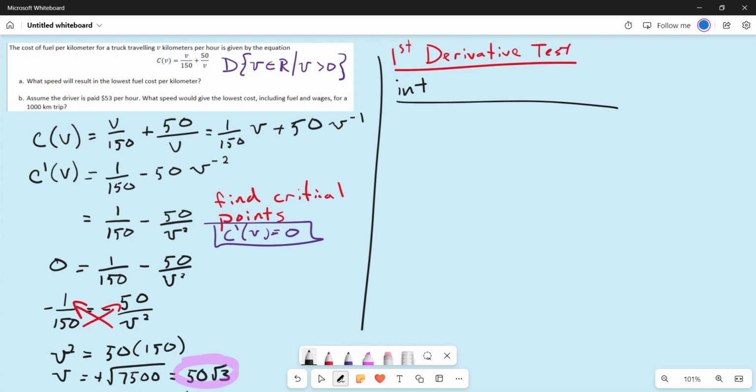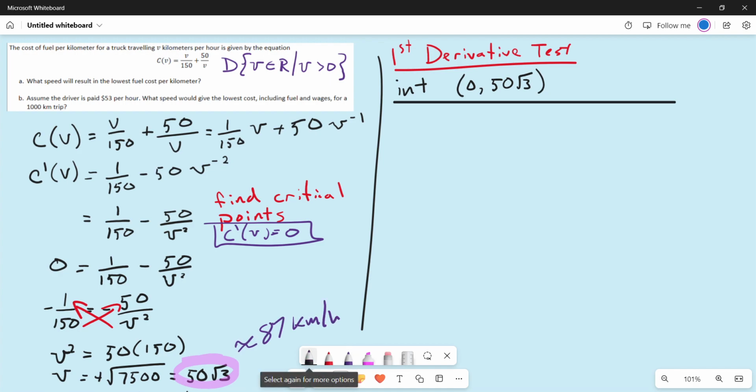Make a little table here. So our intervals are going to be from 0 all the way up to 50 root 3, which, keep in mind, is about 87 kilometers per hour. And our second interval is from 50 root 3 all the way to infinity.